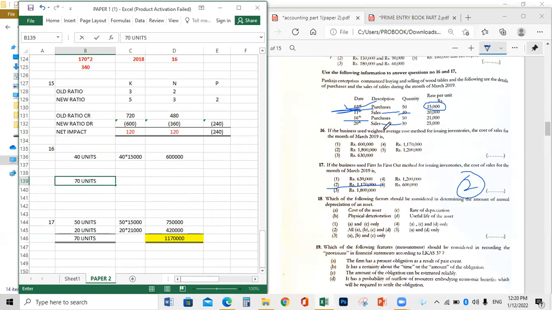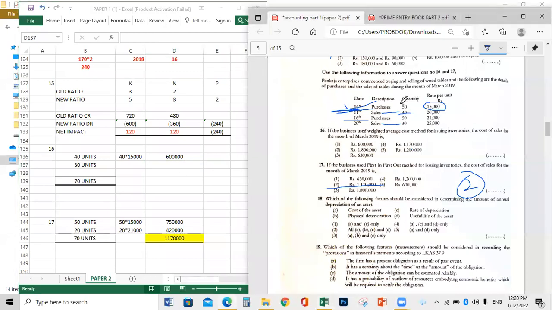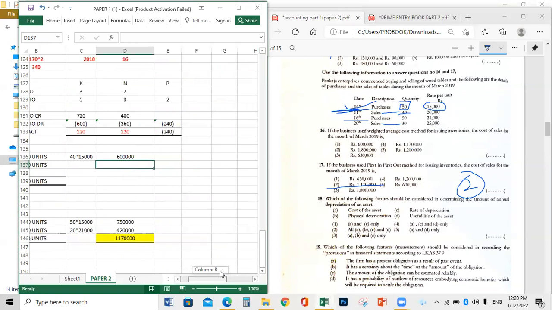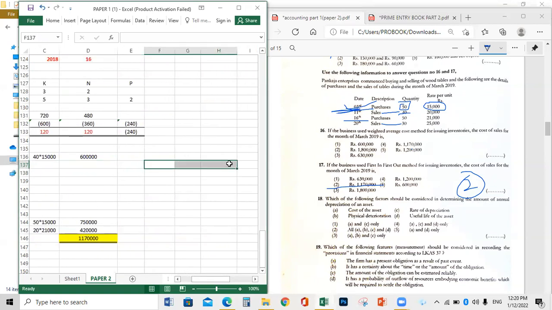But guys, after that you made another sale on the 20th. Now see here, for this sale, listen carefully. You have to find the weighted average price. Out of the 50 units which you have purchased, you only sold 40 units. What is the balance units from the first purchase? 10, right? Out of the 50 units you purchased, you only sold 40 units. You have a balance of 10.